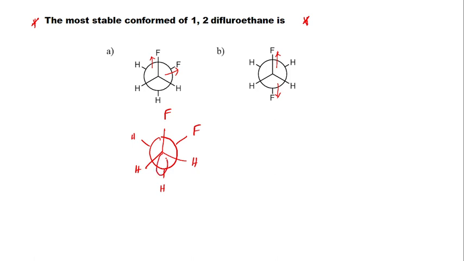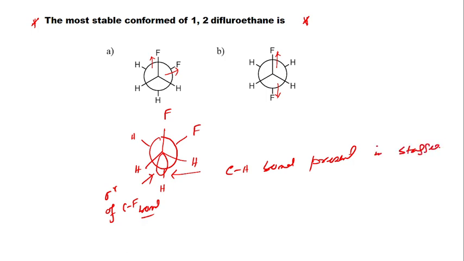This is the sigma star of the C-F bond. Now, the C-H sigma bond on the backside, this one, is present not in a staggered conformation, but the C-H sigma bond is present in anti-periplanar positions. This is a more perfect term: anti-periplanar positions.